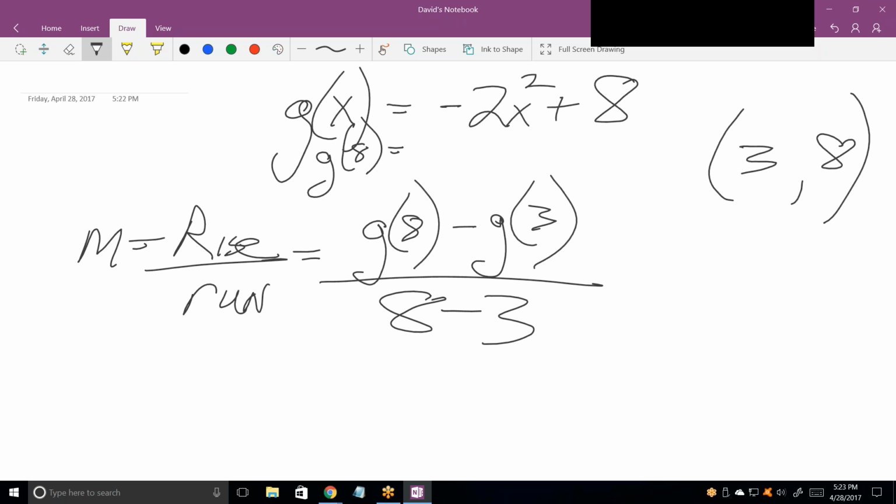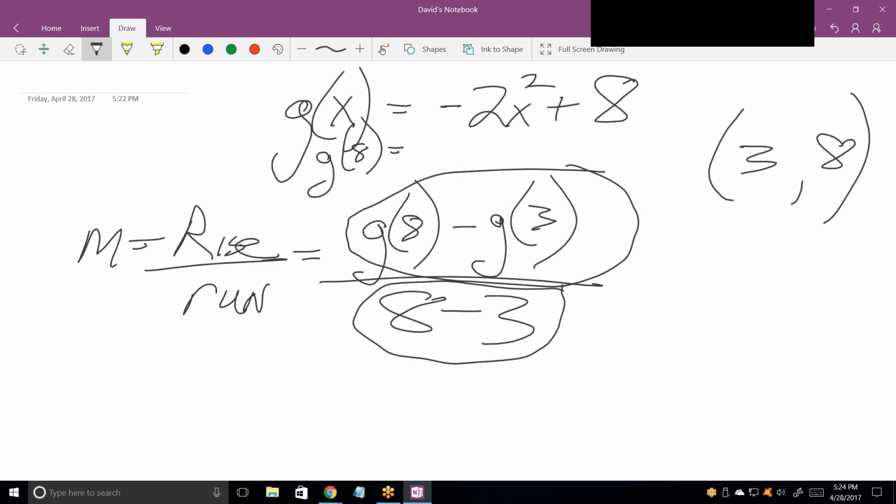G of 8. Oh, okay, I get this. Sorry, let me write what you're doing down. So m is equal to rise over run, and that's equal to g of 8, which is the y value when x equals 8, minus the y value when x equals 3, over 8 minus 3. That is the rise. And the run is the change in the x values. So I've got to figure out what g of 8 is, and what g of 3 is.